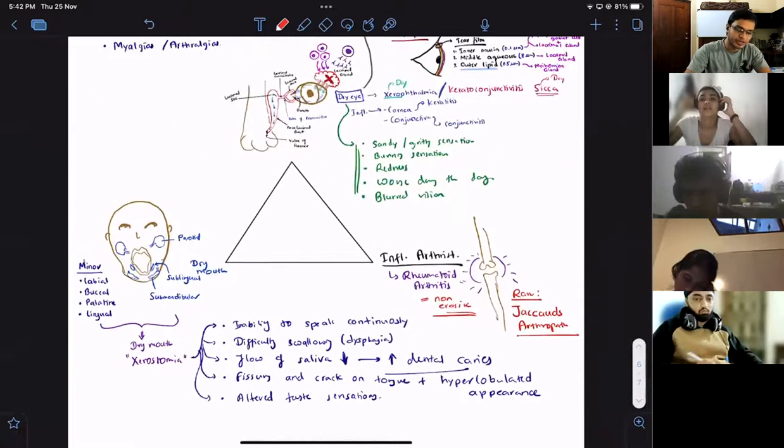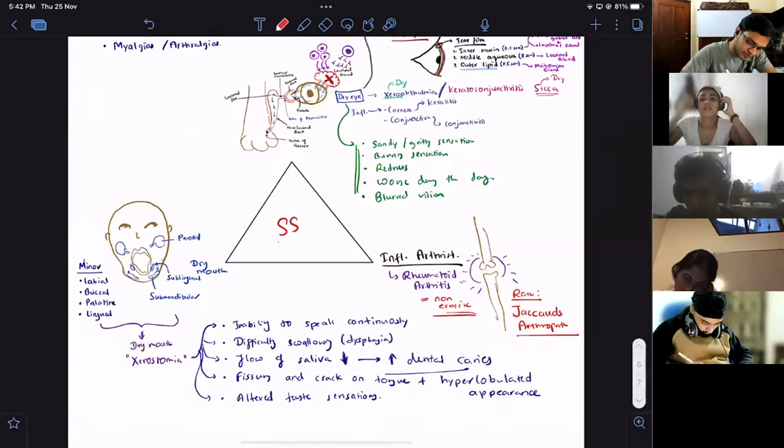These three together are the main triad of Sjogren syndrome, guys: dry eye, dry mouth, and inflammatory arthritis, especially rheumatoid arthritis. Most patients will present with these three together.